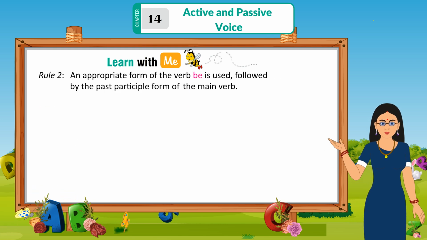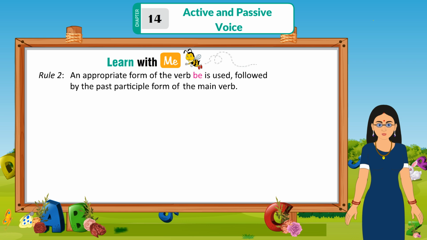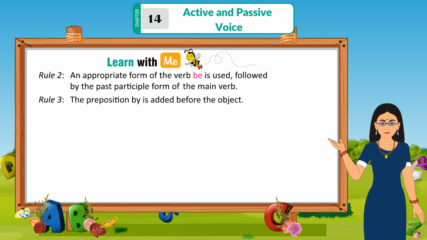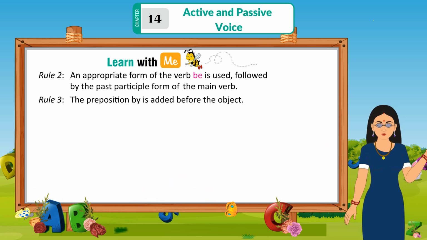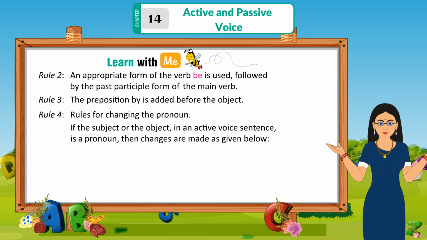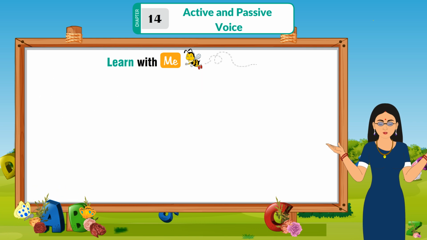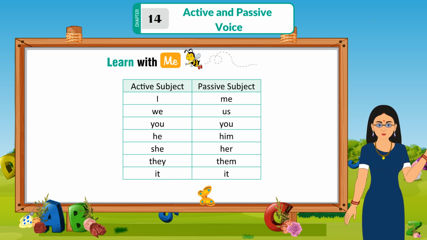Rule 2. An appropriate form of the verb is used, followed by the past participle form of the main verb. Rule 3. The preposition by is added before the object. Rule 4. Rules for changing the pronoun. If the subject or the object in an active voice sentence is a pronoun, then changes are made as given below. Active subject, I. Passive subject, me.